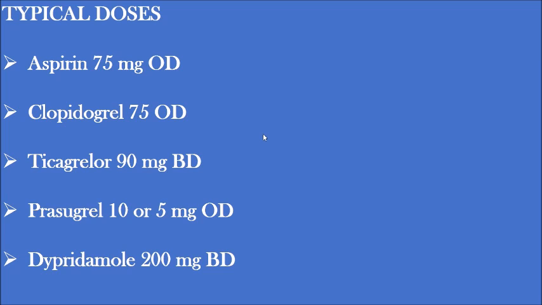Ticagrelor is also used, 90 milligram BD, prasugrel 10 milligram or 5 milligram depending on the demography, because you use 5 milligram usually for the elderly, and dipyridamole as well, 200 milligram twice daily.